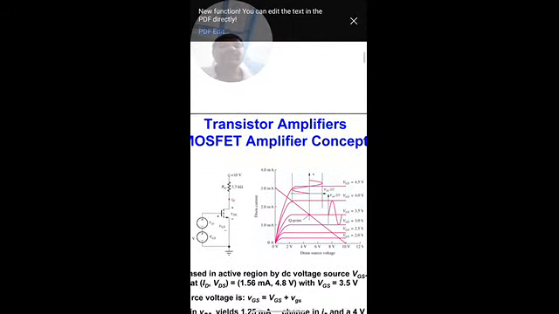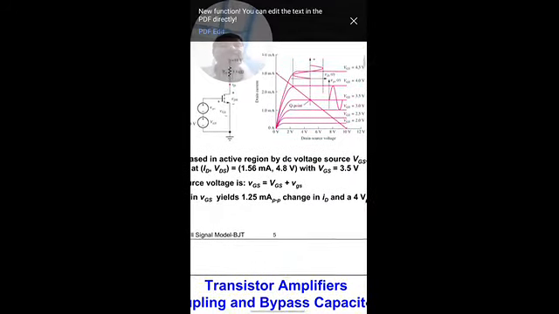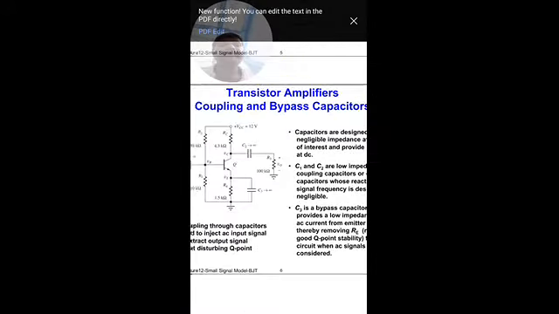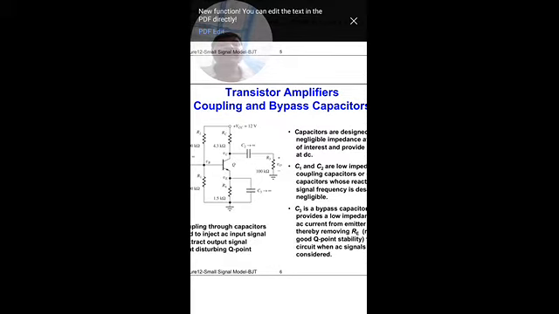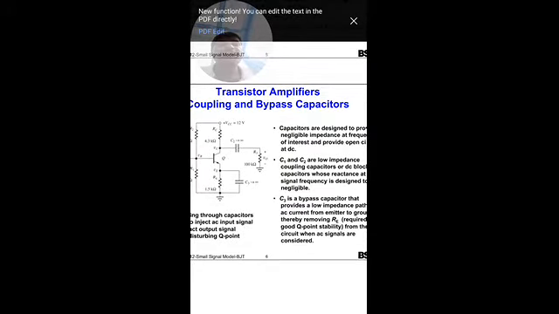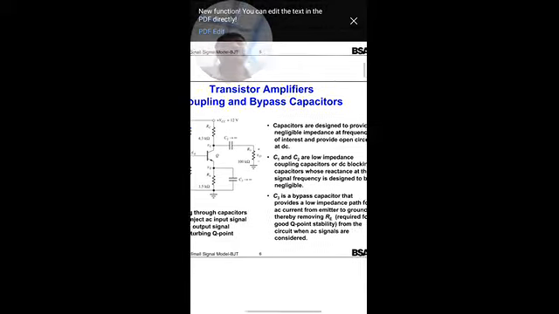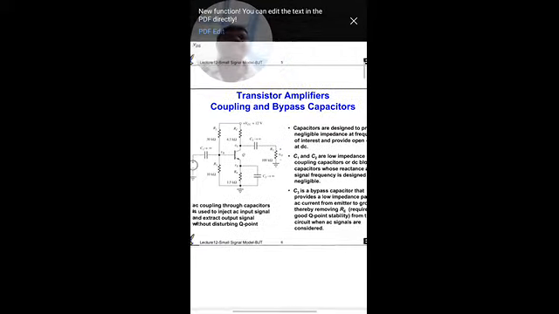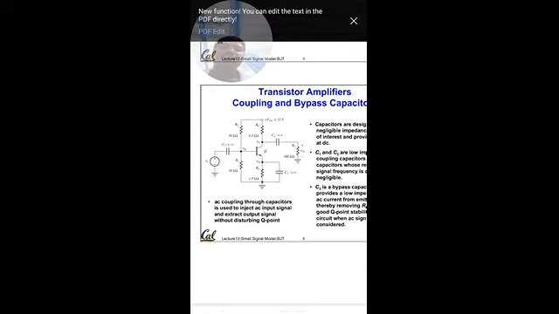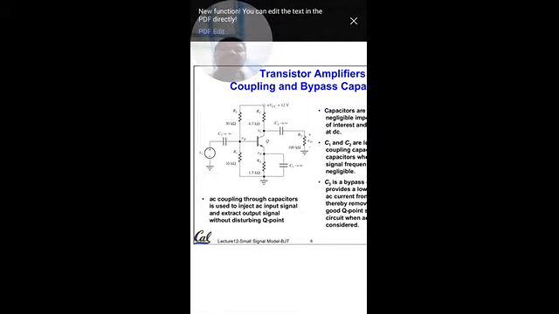So let us come to the amplifier, transistor amplifier, coupling and bypass, effect of coupling and bypass capacitors. Capacitors are designed to provide, so the AC analysis coupling effect will come. The AC coupling through the capacitors is used to inject the AC input signal and extract the output signal without disturbing the Q point. Actually the capacitors act as short circuit for the AC signals.